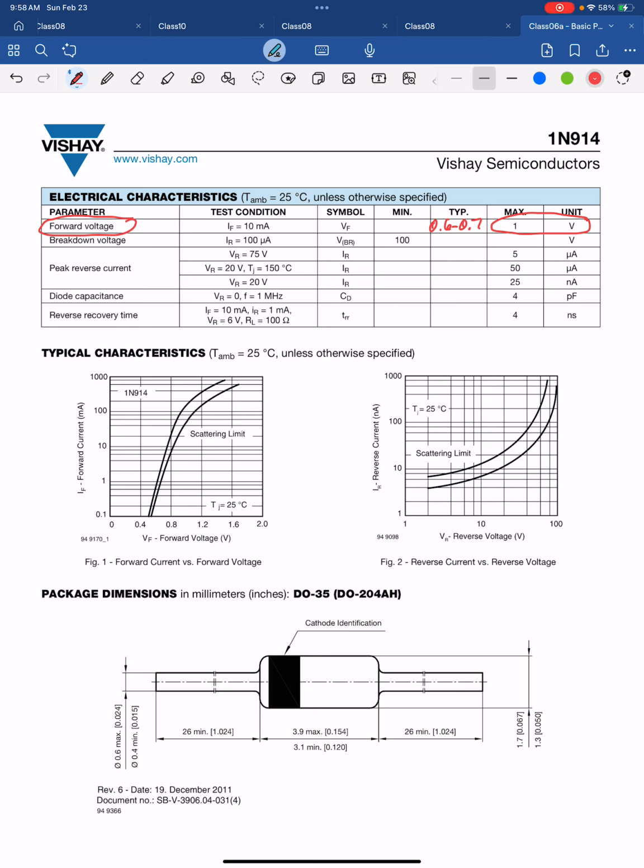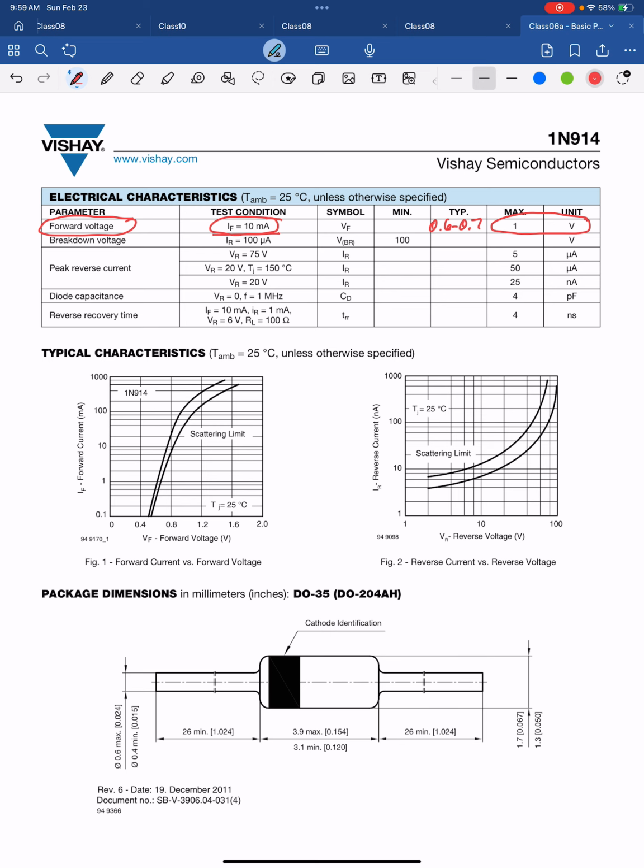That's an important consideration. Here we're talking about current flowing. So in our little parameter here, we have 10 milliamps. In order to have 10 milliamps flowing, the diode has to be on, and then we're in the 0.6 to 0.7 volt range.